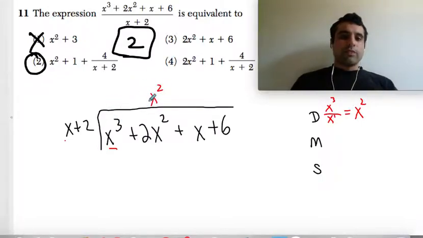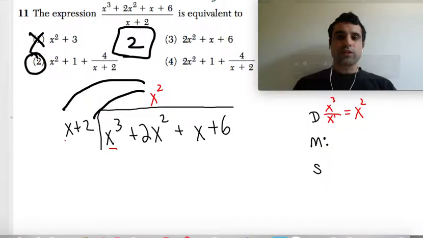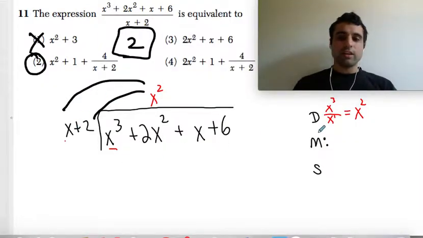It doesn't matter whether I put it here or here, but the next thing I want to do is multiply, so I'm going to distribute. I could either put it here, or write it out here, whichever way is more comfortable for you. But when you multiply, you're going to get x cubed plus 2x squared, and that's what you're going to write here. But when you subtract, you end up changing the sign, right? Because you're subtracting the whole thing.